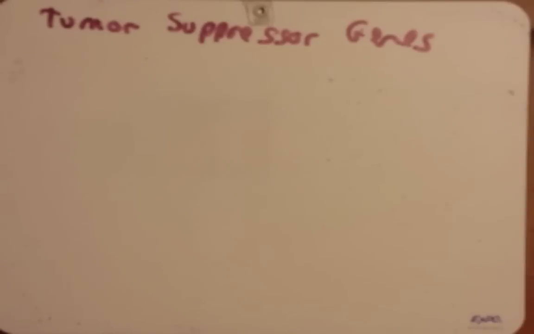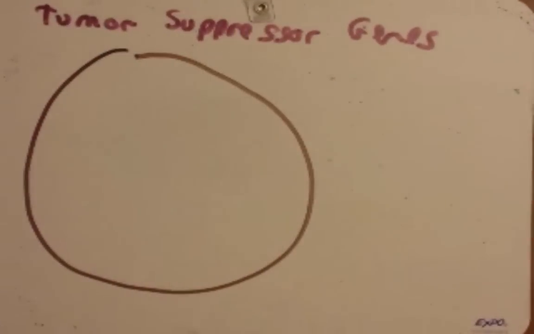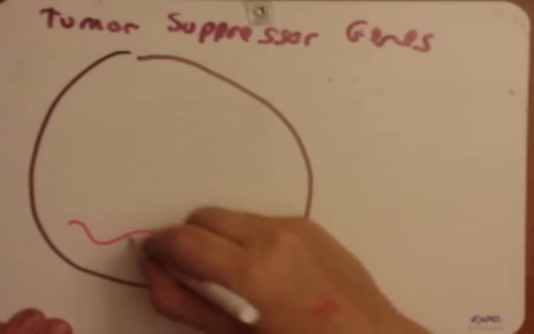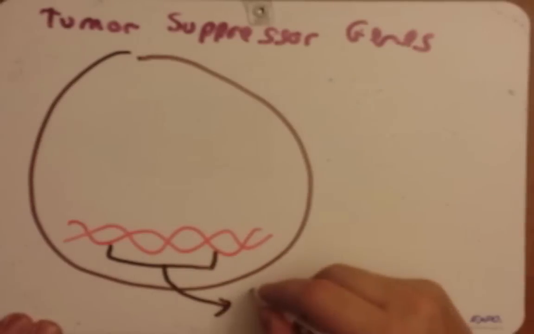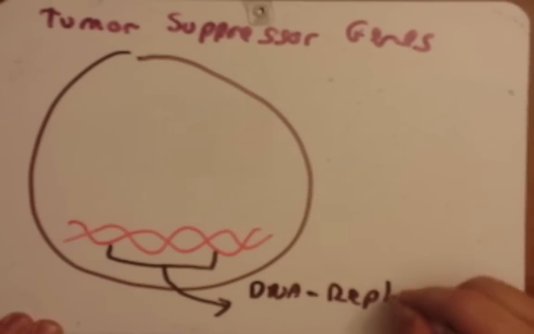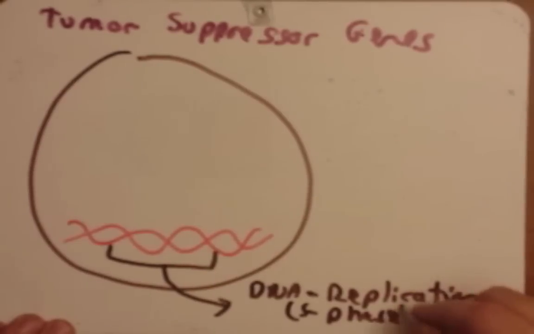Alright, so to explain tumor suppressor genes, I want to draw a large nucleus here. And in this large nucleus, I'm going to draw some DNA. In this DNA, we have a gene. And this gene codes for an enzyme necessary for DNA replication. What it does during DNA replication isn't relevant for this conversation. It just is needed to replicate the DNA, so that means it's needed for entry into S phase.